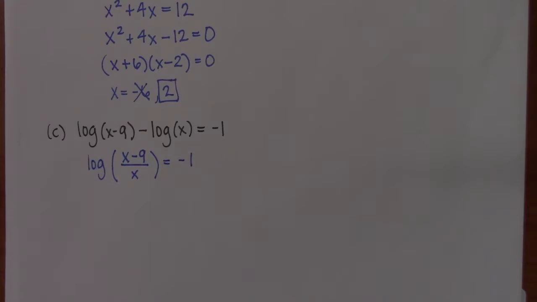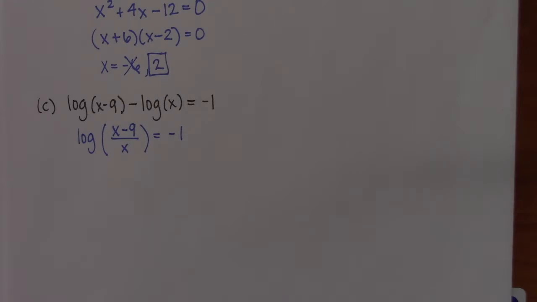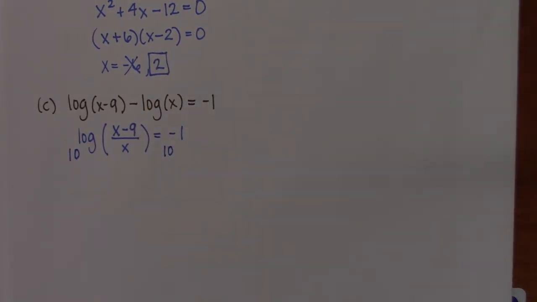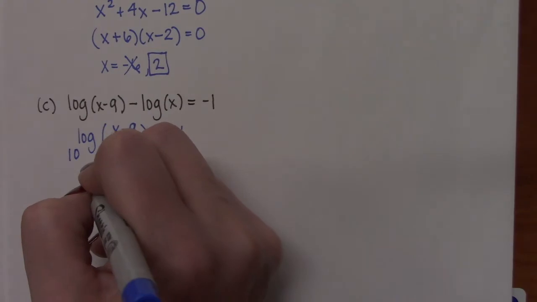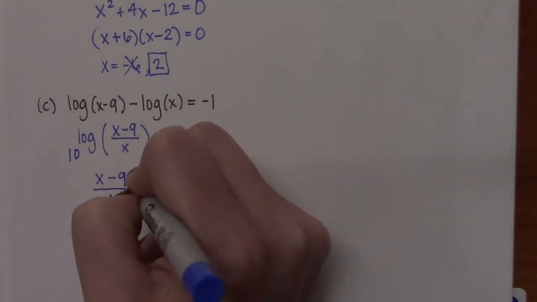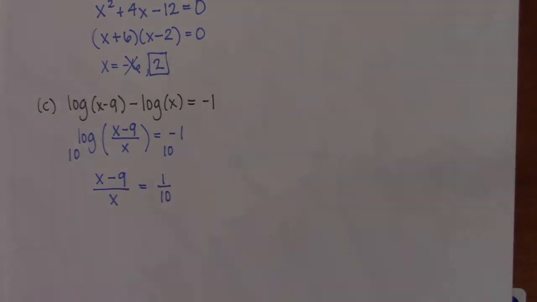And now to get rid of the log, I have to raise it over its own base. So log by itself is base 10. So we're simply going to raise each side of the equation over 10. On the left, that cancels the log. And on the right, I get 10 to the -1, which is really 1/10.